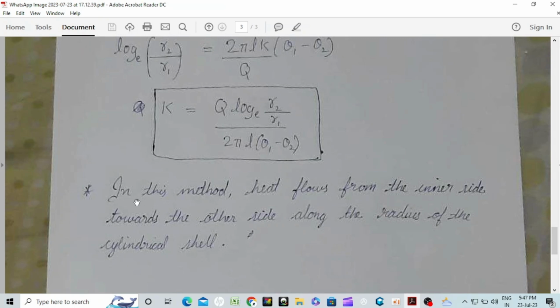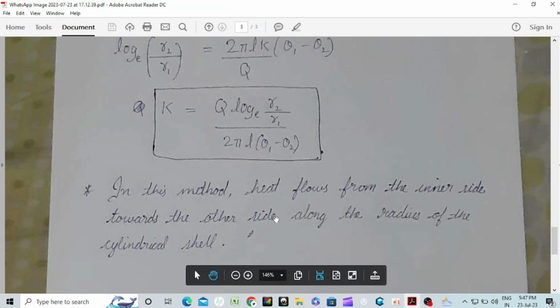Now remember one more point. In this method, heat flows from the inner cylinder towards the outer cylinder along the radius of the cylindrical shell. So this is an example of radial flow of heat.